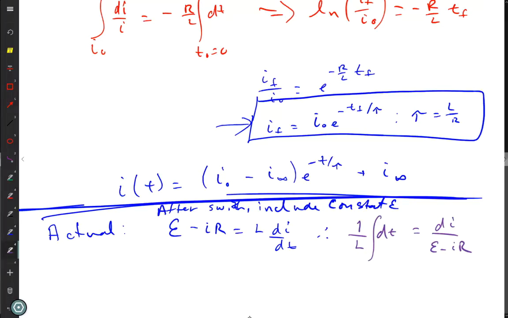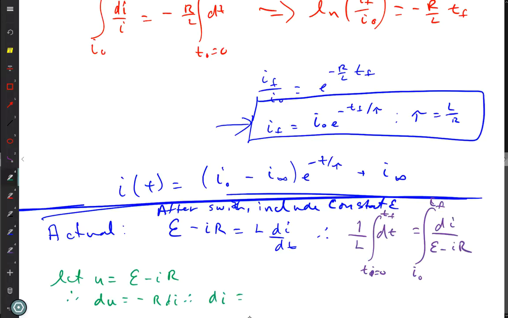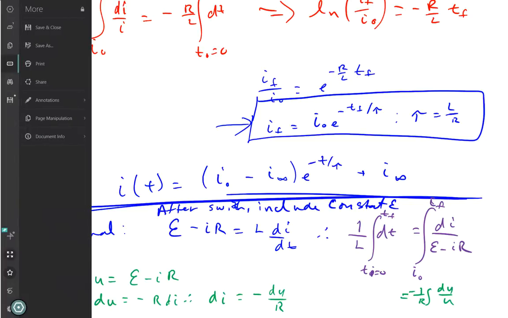So then if I integrate both sides independently here, using the same limits as before, for the right side, I have to be a little more careful. So I'm going to let U equal E minus IR. Therefore, wow, that's not therefore. du is equal to minus R di. So di is equal to minus du over R. And so the right side integral becomes the integral of minus 1 over R du over u. And so that's going to introduce the natural log of u.